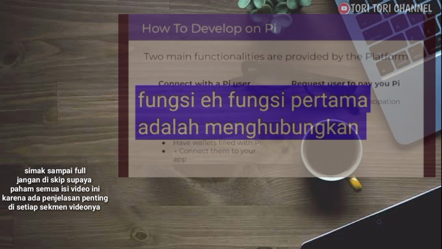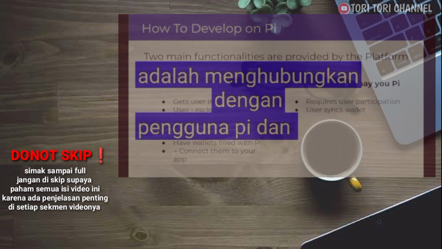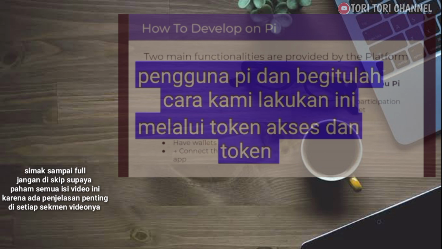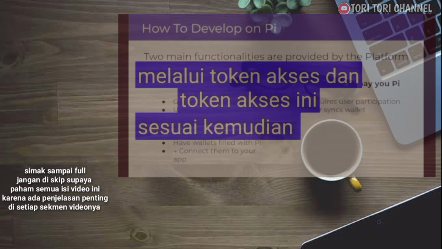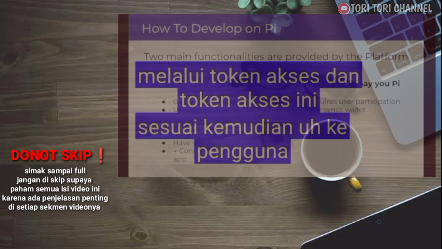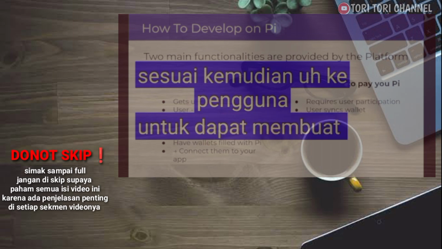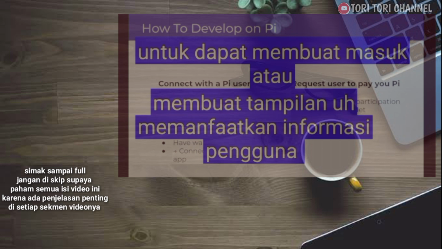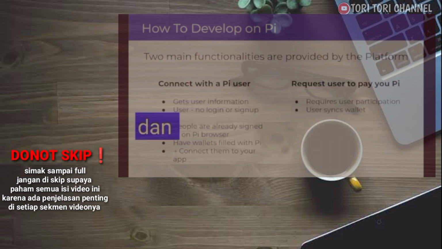The first functionality is connecting with a Pi user. And the way we do this is through an access token. And this access token corresponds to a user, to be able to create a sign-in or to create a display utilizing this user's information.